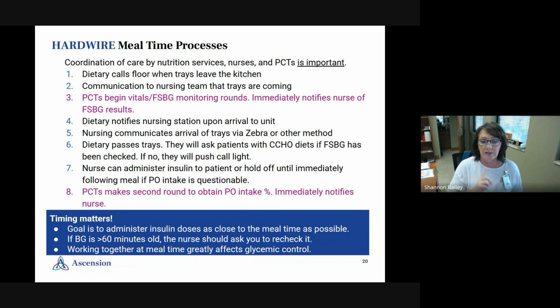Patient care tech should make a second round to obtain the PO intake percentages and then immediately let the nurse know, hey, the patient ate 50%. That notifies her so she can adjust that insulin dose and go give it.